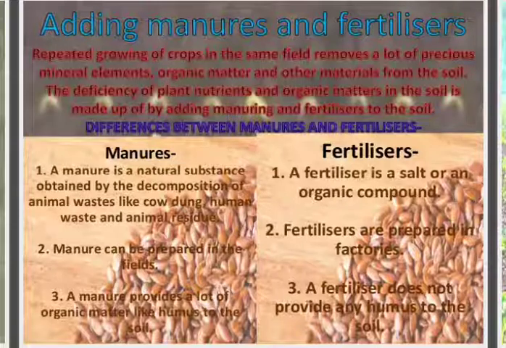A manure is a natural substance obtained by the decomposition of animal waste like cow dung, human waste and animal residue. Manure can be prepared in the fields. A manure provides a lot of organic matter like humus to the soil. On the other hand, a fertilizer is a salt or an organic compound. Fertilizers are prepared in factories. A fertilizer does not provide any humus to the soil.